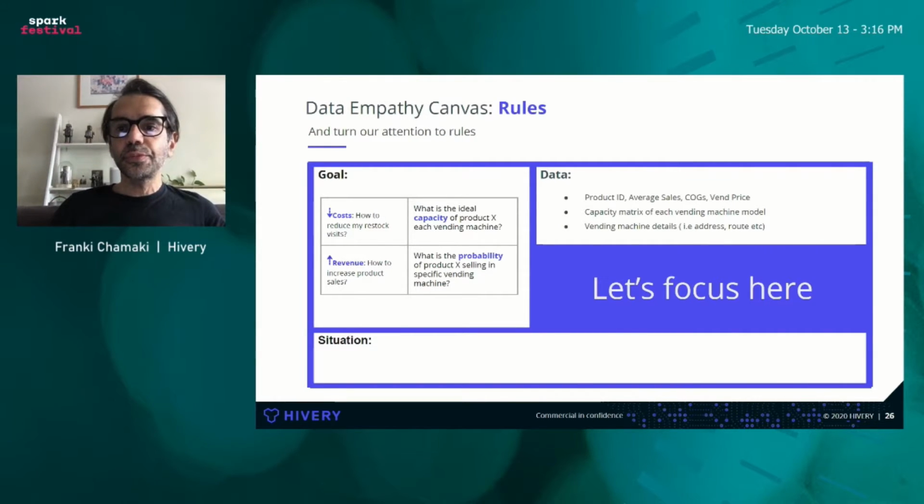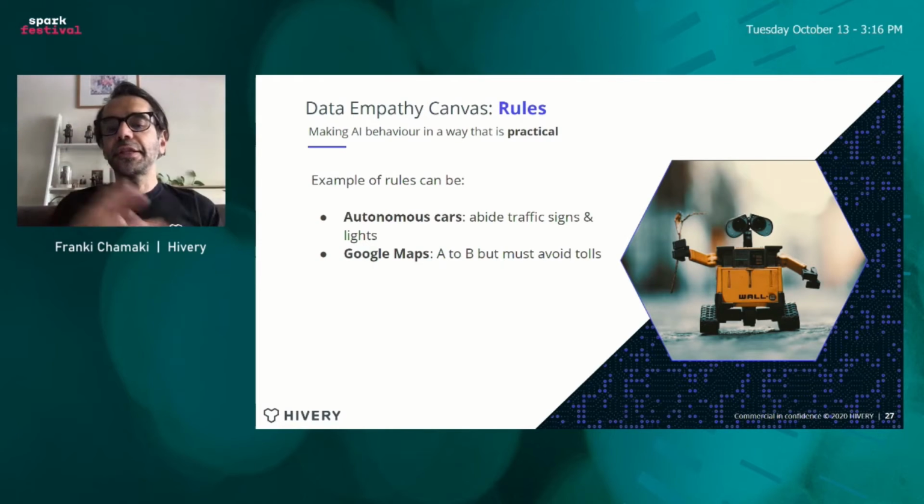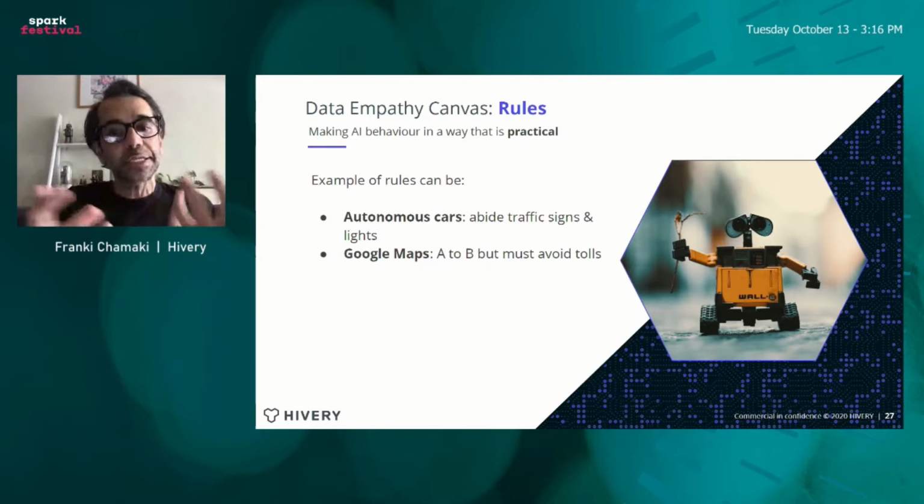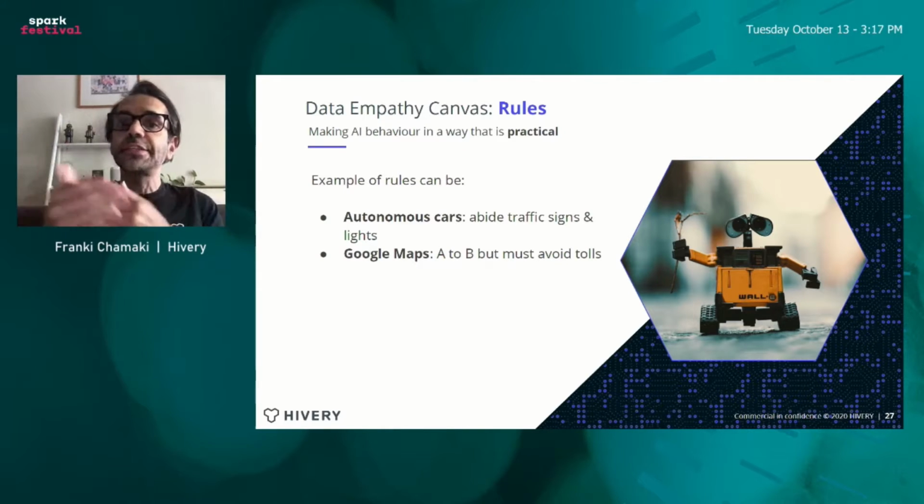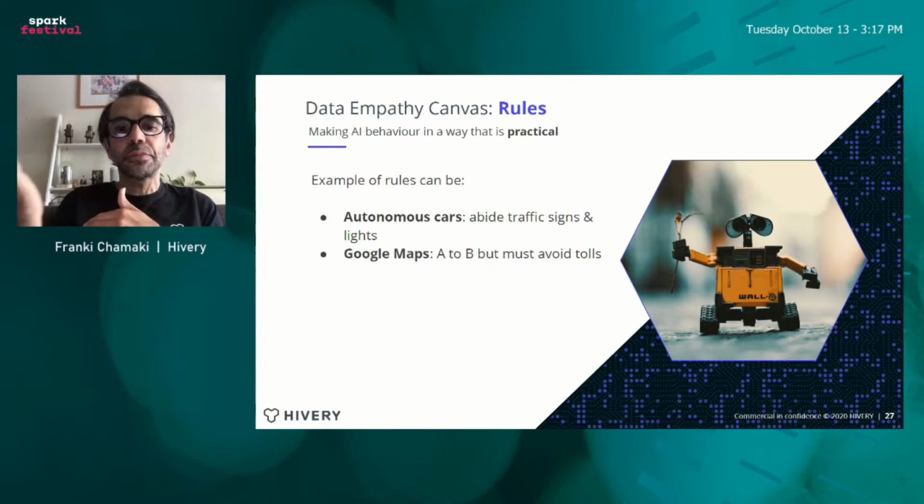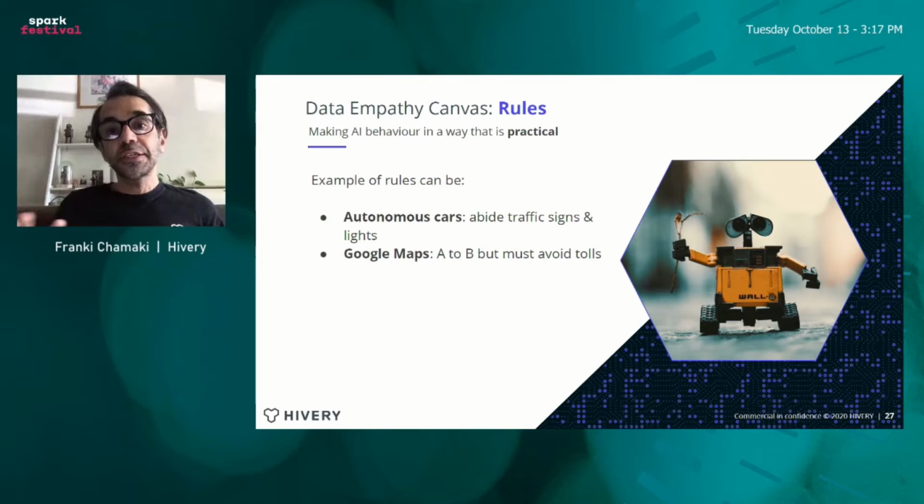So let's dive into rules. Everything's driven by rules. You can see a picture here of Wally. Wally was driven by rules in terms of what he had to do every day. Even autonomous cars have rules about traffic signs and lights. Think about Google Maps, which we all use. If you want to go from A to B, a rule or constraint might be to avoid tolls. Google Maps will optimize that path, but ensure that it abides by that rule of avoiding tolls.